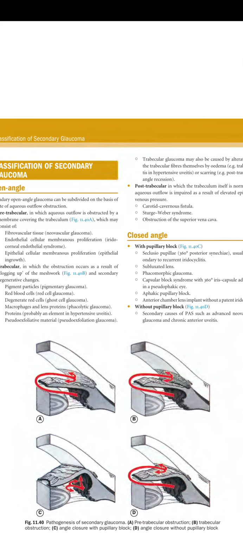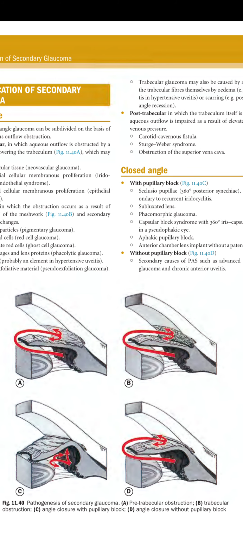So you can see this figure. This is the pathogenesis of secondary glaucoma. A is showing pretrabecular obstruction. There is a membrane that has been formed. B is trabecular obstruction, and C is basically angle closure with pupillary block. You know that the pupil has been blocked and it is not allowing flow from the posterior to the anterior chamber. And D is showing angle closure without pupillary block.